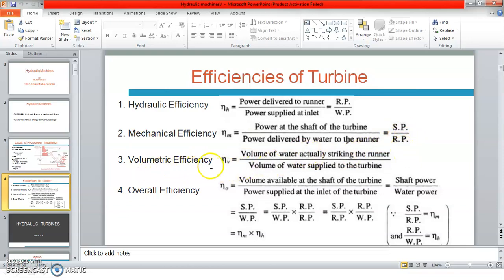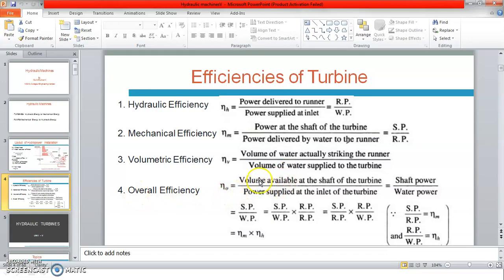And next is volumetric efficiency. Now it will be in terms of volume. So how much volume of water is actually striking the runner, and what is the volume of water actually supplied to the turbine. Here we can say that the frictional losses will reduce the volume of water. That's why the volume of water actually striking will many times be smaller than the volume of water supplied to the turbine. This depends upon the frictional losses or any other kind of losses. Maybe leakages will also be possible in the penstocks.